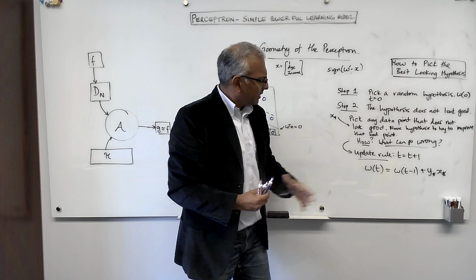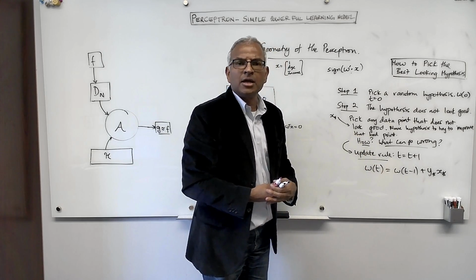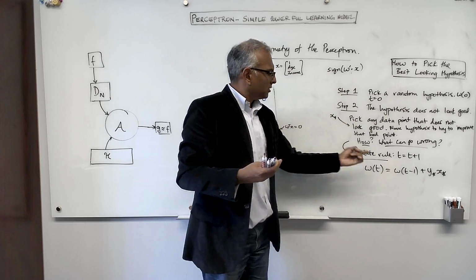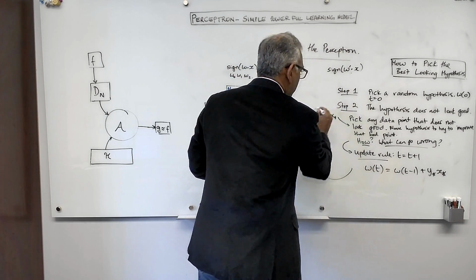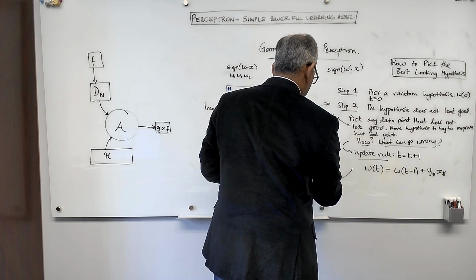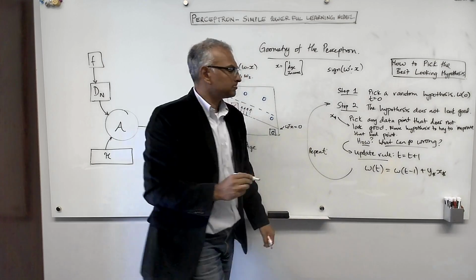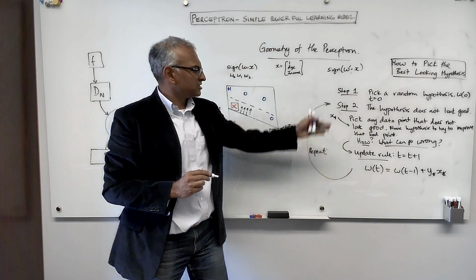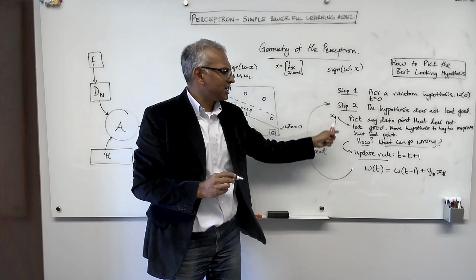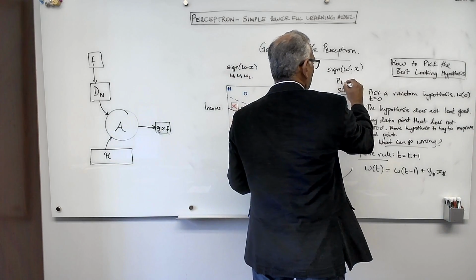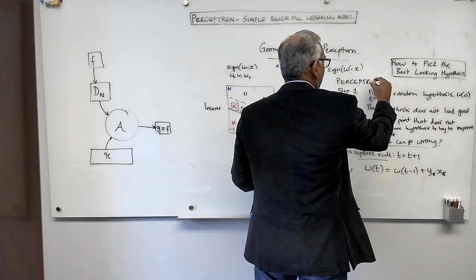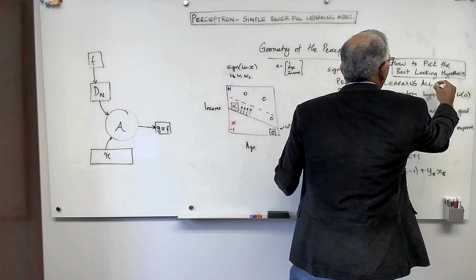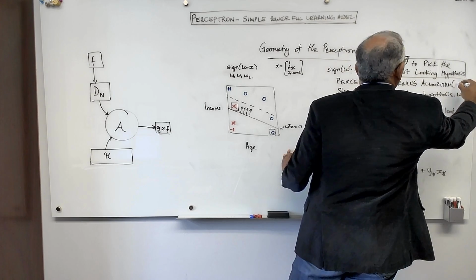And now we can check. Do you have a good-looking hypothesis? If you have a good-looking hypothesis, you're done. If not, you just repeat. So how to pick the best-looking hypothesis is a very simple algorithm. Well, this algorithm goes by a name. It's called the Perceptron learning algorithm, or the PLA.